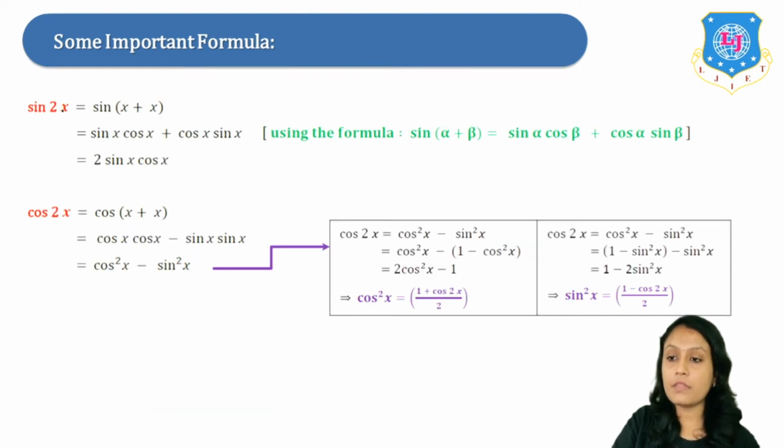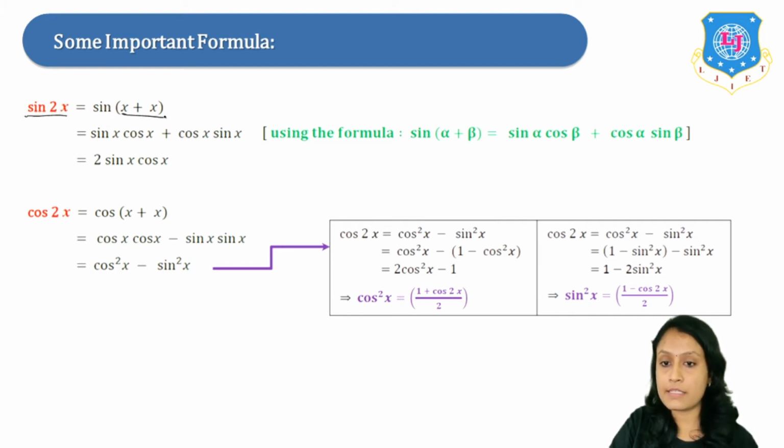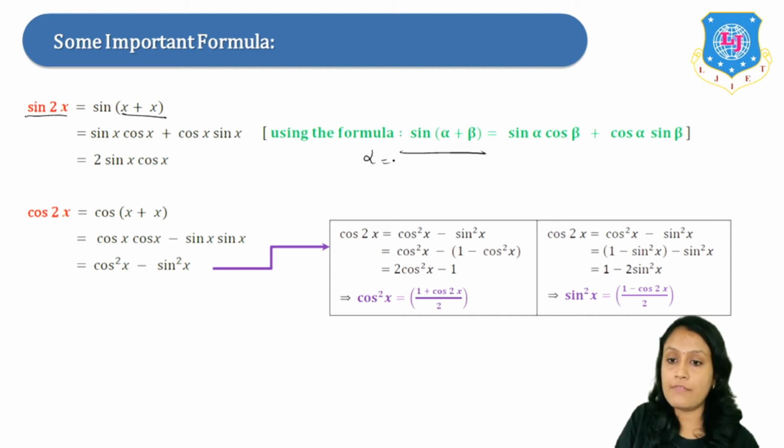Now let's derive a few more formulas. So sine 2x. Now 2x we can write as x plus x. And now we'll apply the formula of sine alpha plus beta, that is sine alpha cos beta plus cos alpha sine beta. Here alpha and beta both are x. So substitute x, so you will get sine x into cos x plus cos x into sine x, that is 2 sine x cos x. So the formula for sine 2x is 2 sine x cos x.